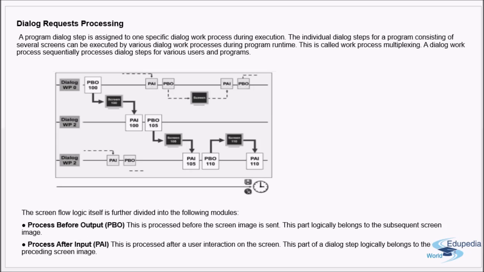Now, dialog request processing. A program dialog step is assigned to one specific dialog work process during execution. The individual dialog steps for a program consisting of several screens can be executed by various dialog work processes during program runtime. This is called work process multiplexing. A dialog work process sequentially processes dialog steps for various users and programs.